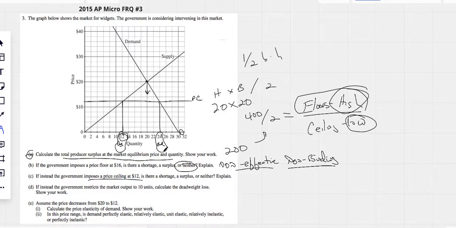So recognize that if your quantity demand is greater than your quantity supplied, obviously you have a shortage. And that's exactly how we would explain it. Quantity demand is greater than quantity supplied.